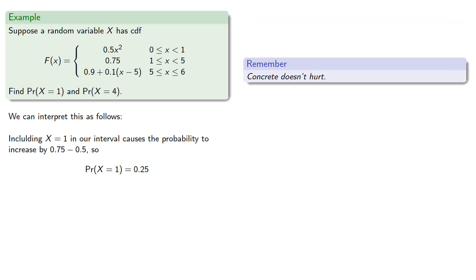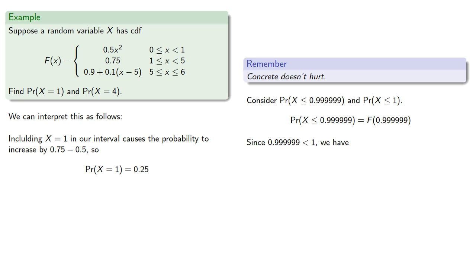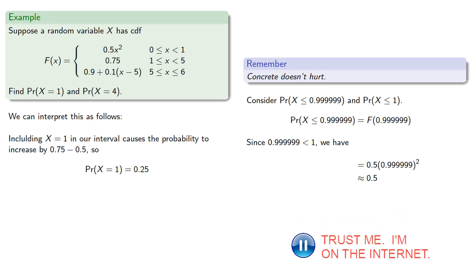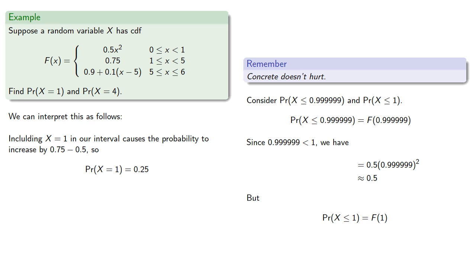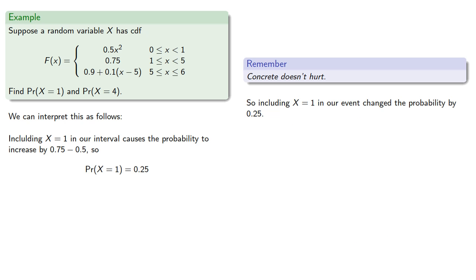So remember, concrete doesn't hurt. Consider the probability that x is less than or equal to 0.69 and the probability that x is less than or equal to 1. Now, the probability that x is less than or equal to 0.69 is our CDF at 0.69. And since that's strictly less than 1, we'll use our first formula and find, which is pretty close to 0.5. But our probability that x is less than or equal to 1 is our CDF at 1. However, the rule changes at x equals 1, giving us 0.75. And what this means is that including x equals 1 in our event changed the probability by 0.25. And so it follows the probability that x equals 1 must be 0.25.